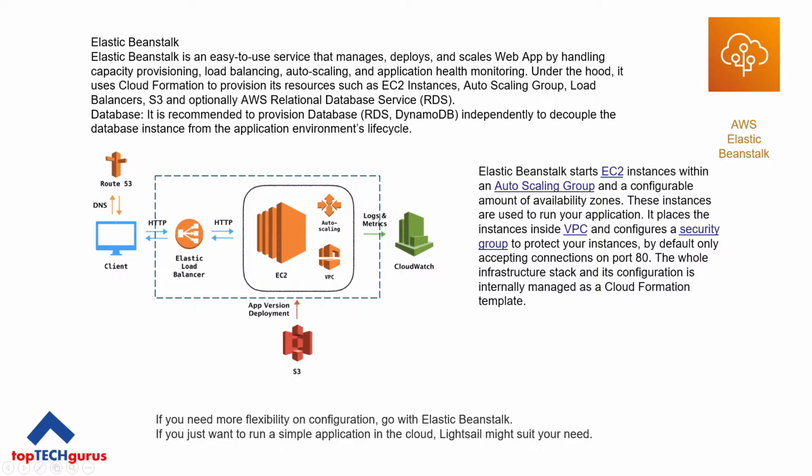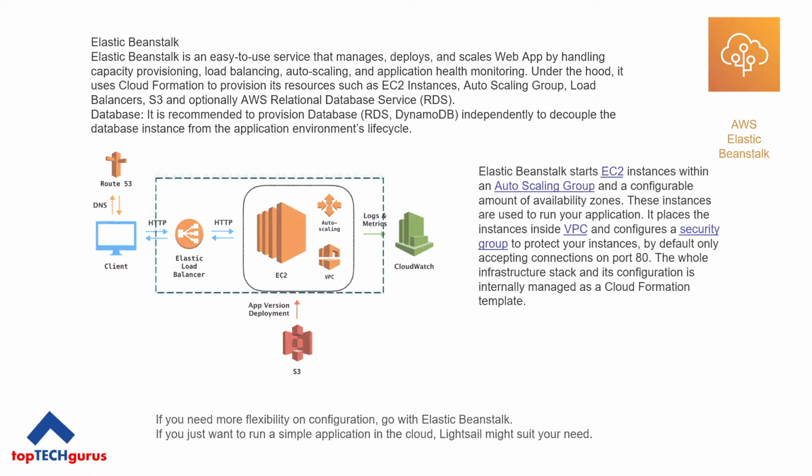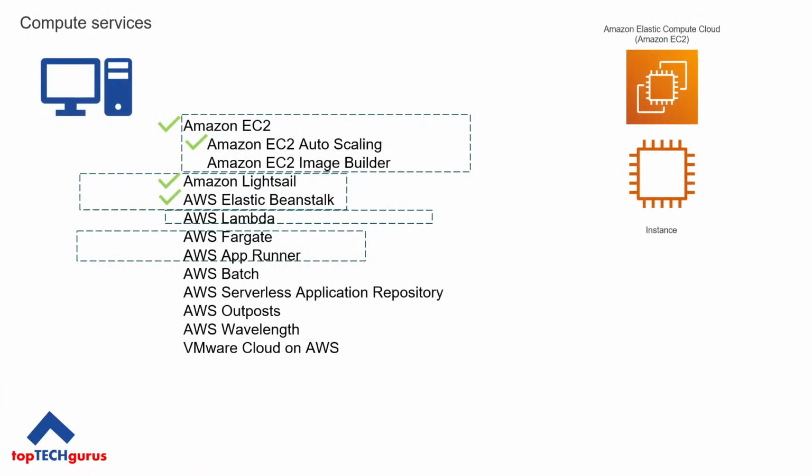If you need more flexibility, then you go with Elastic Beanstalk. If you want to run a very simple application in the cloud, Lightsail may be the way you go. And if you want much more flexibility with respect to configuration, how you set up the network, how you set up the auto scaling, if you want to control all that, then you go with EC2 instances. That covers a lot with respect to EC2 instances, Lightsail and Elastic Beanstalk.